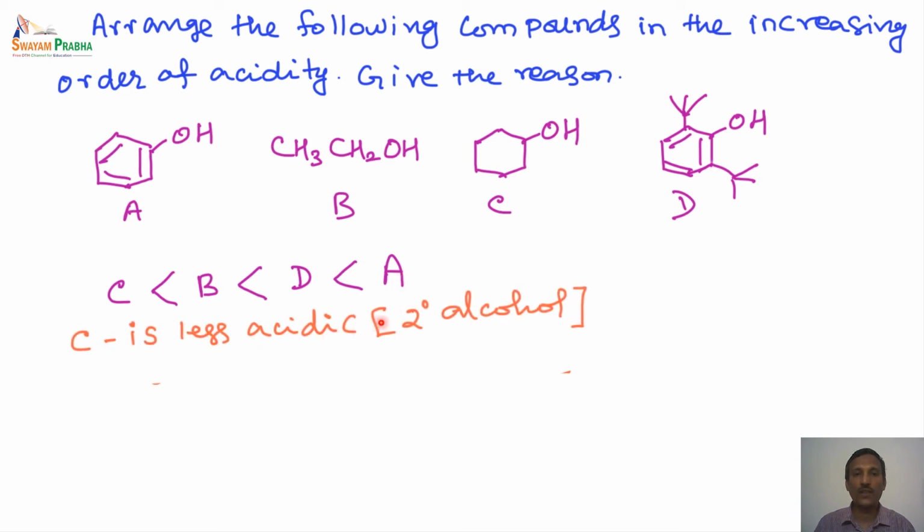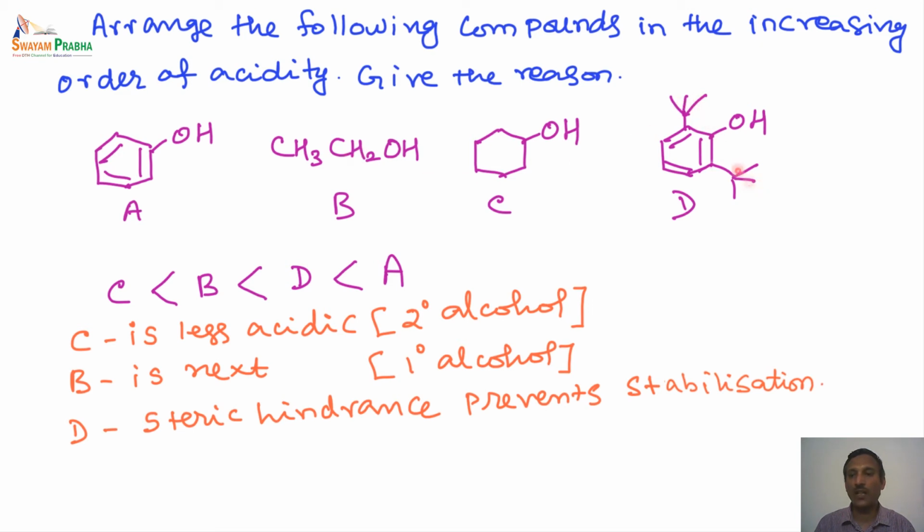The C is less acidic because it is a secondary alcohol. So the secondary alcohols are generally less acidic compared to primary alcohols. That is the reason cyclohexanol is the least acidic one, followed by ethanol.